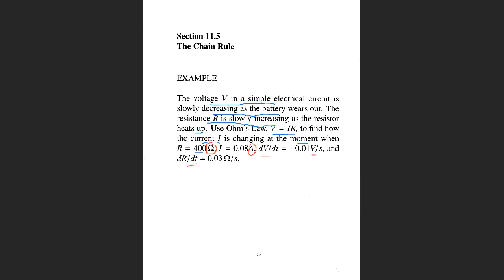Does it make sense that dV/dt is negative, that the rate's negative? Absolutely, that's right, Ryan. Because it says that the voltage is slowly decreasing as the battery wears out. And of course, since the resistance is slowly increasing with time, dR/dt would be positive 0.03.